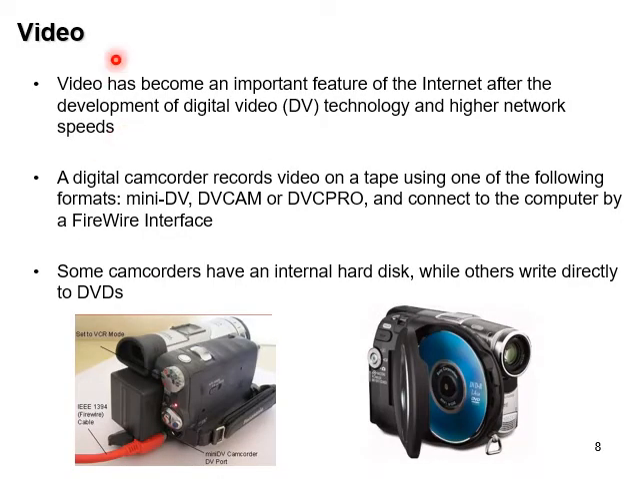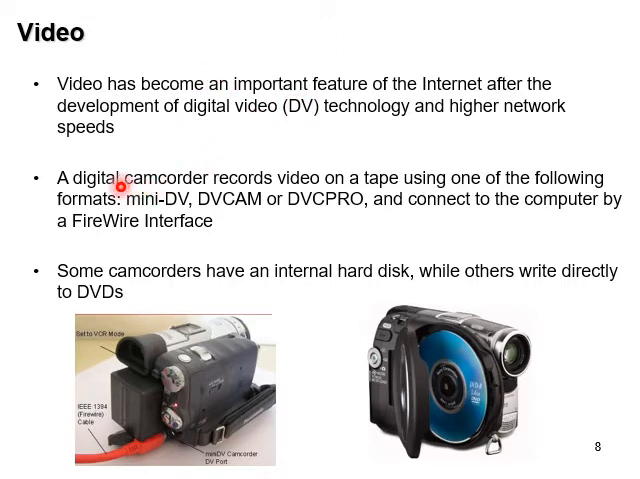So video has become an important feature of the internet after the development of digital video technology and higher network speeds. Like right now we can watch video on Facebook, on YouTube. It's now a very important component of all the traffic on the internet, right? This has all been possible because of the development of what's called digital video, which is representing video in digital form. But before we talk about digital video, let's talk about the analog video.